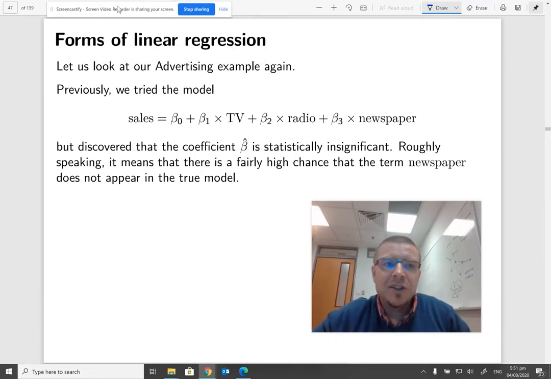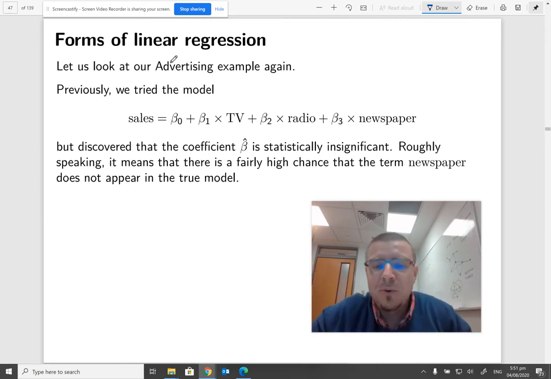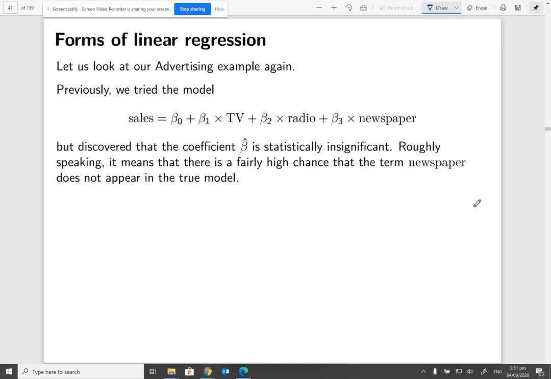Okay, so we have just seen how to find parameters of linear regression analytically. This was a very long, very technical lecture, so I hope that you got through it in the end. From now on, it's going to be easier, I promise. So we're going to talk about forms of linear regression now.